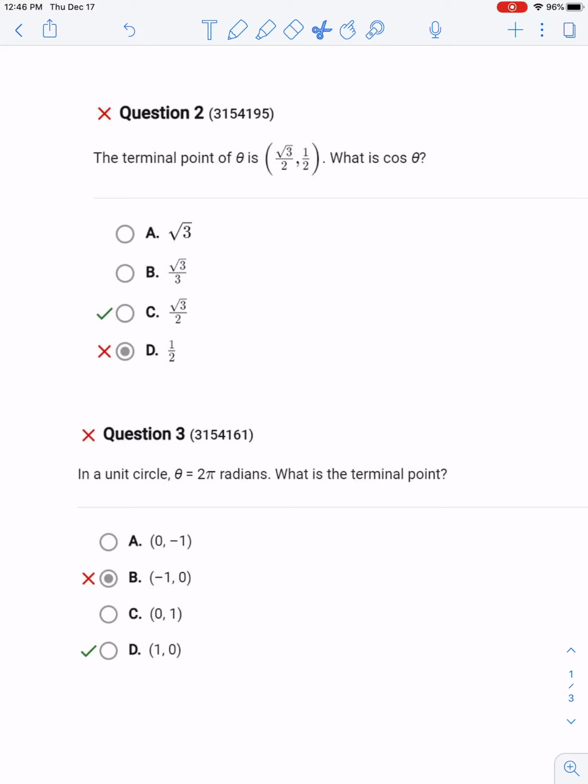All right, so on this first question, this is for 11.3.3. In this first question, it says the terminal point of theta is, and then it actually gives you the terminal point. So right here's our point. What is the cosine of theta?